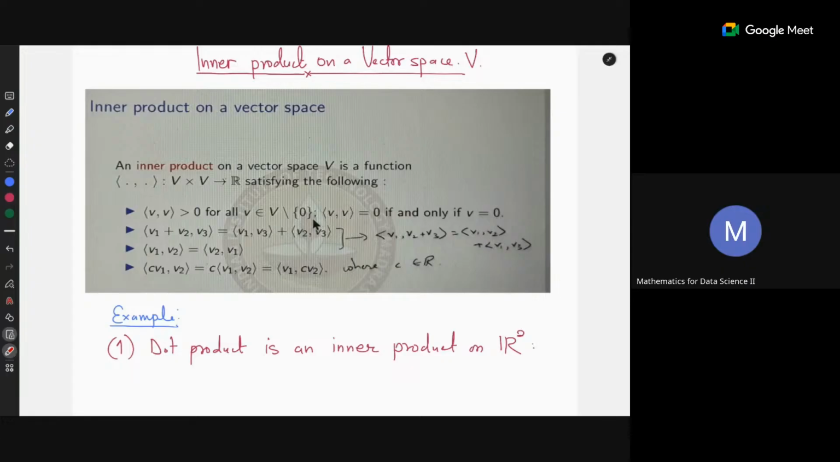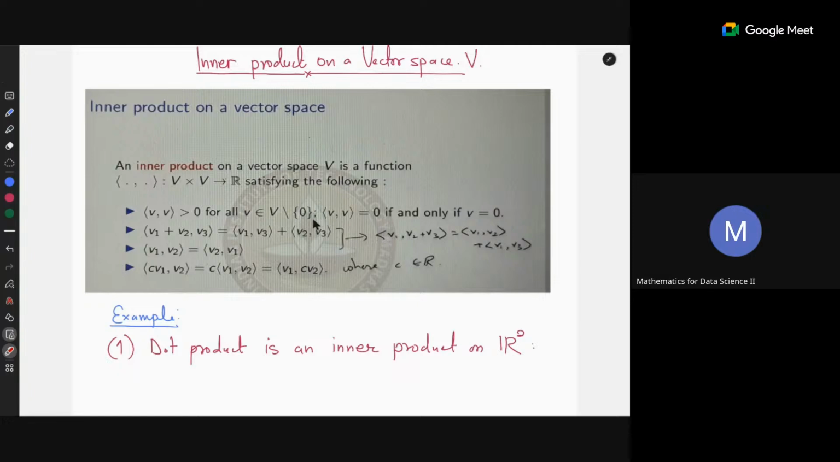Yes, what's your doubt, Anurag? Like your first condition, V dot V, it is always positive because it is x1 square plus y1 square plus z1 square. In R2 it is possible, but I'm not talking about R2 in this case. Look at this, this is a vector space. Is every vector space R2? In Rn it is always true, no? No, but I'm saying vector space V. Is every vector space Rn?